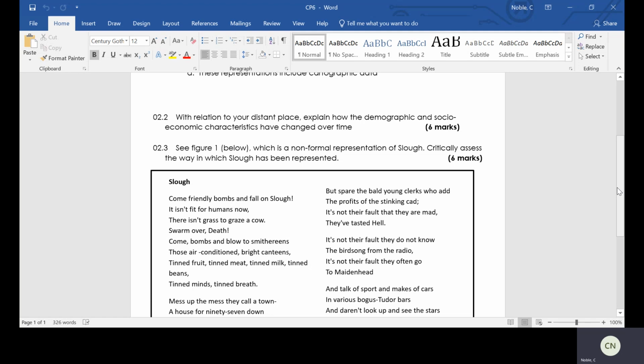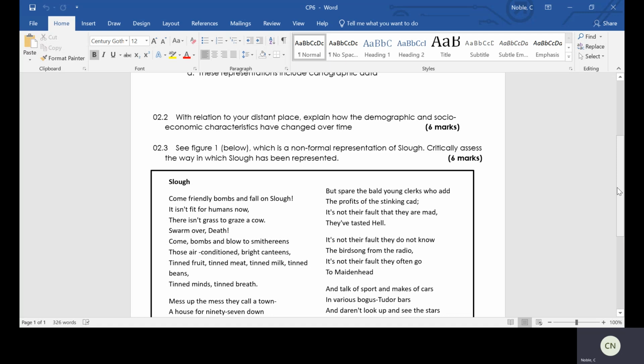have changed over time. So the key thing there, of course, is that you're going to be talking about Newham as your distant place case study, and the question is not asking you to describe how the demographic and socio-economic characteristics have changed, but it's asking you to explain. So in this answer, you'll need to make 3 points.